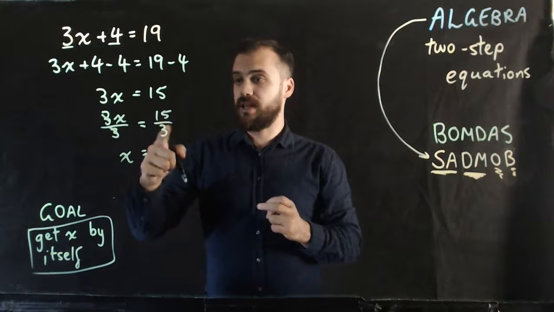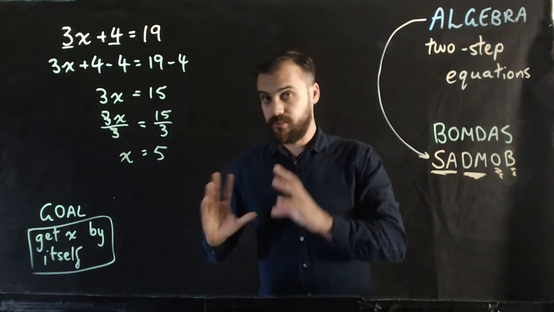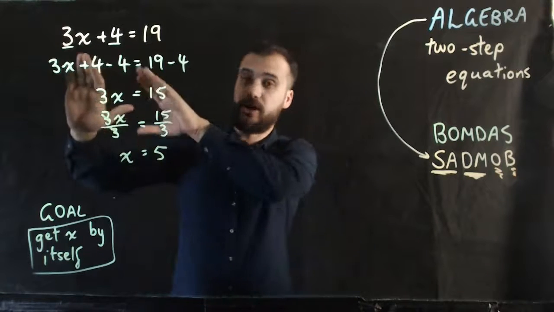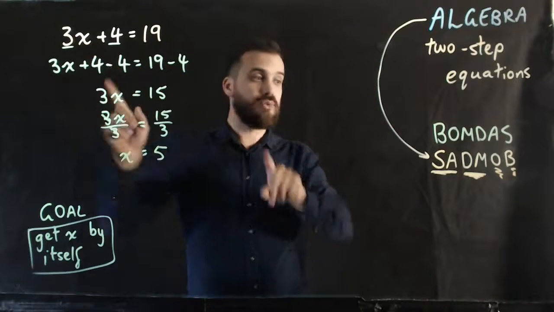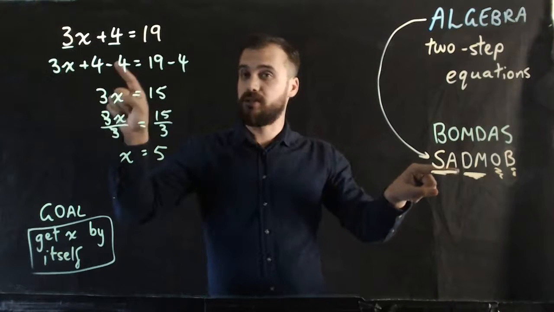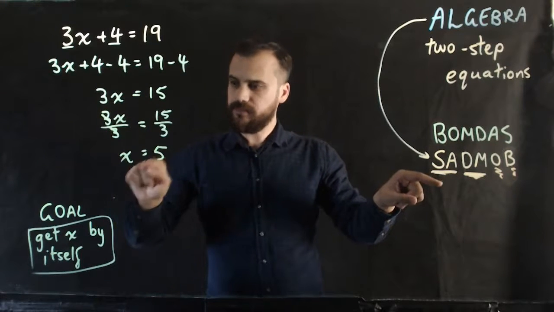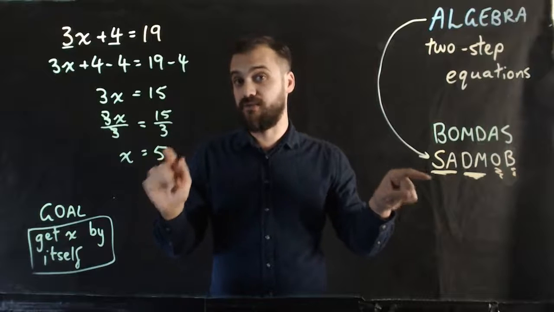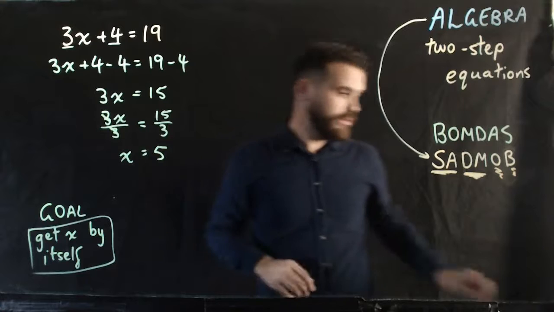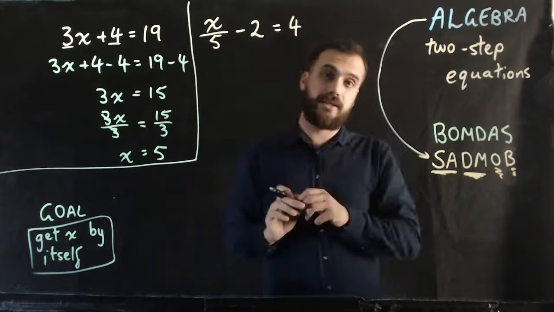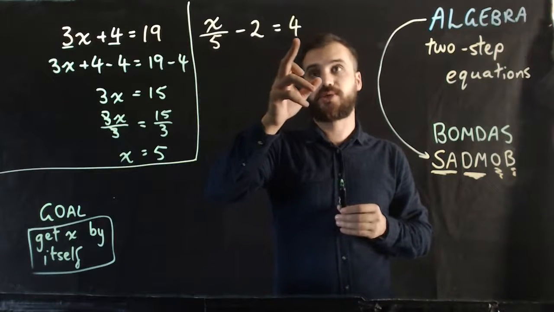So here's my second example. x divided by 5 minus 2 equals 4. This is a two-step equation. You can see that there's two things that are stopping us from x being by itself. There's a divide by 5 and there's a minus 2. So we need to get rid of both of them. This is where we use our SADMOB. The first thing we need to do is deal with subtraction and addition. You can see that there's a minus 2 there, so we need to get rid of it. What's the opposite of minus 2? Plus 2. And we need to do that on both sides.